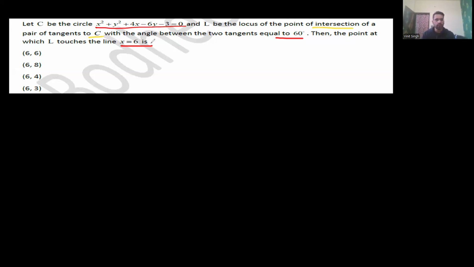Now the equation of the circle is given: x square plus y square plus 4x minus 6y minus 3 is equal to 0. And L is the locus of the point of intersection of a pair of tangents to C with the angle between the two tangents equal to 60 degrees. Both tangents are making a 60 degree angle with each other. Then the point at which L touches the line x is equal to 6.